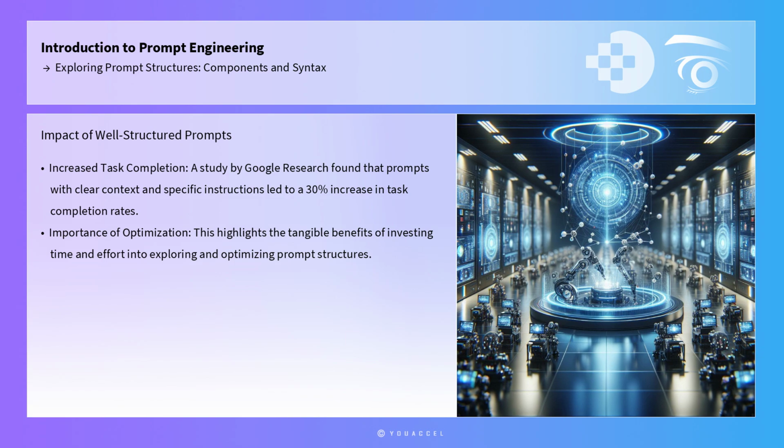Statistics further illustrate the impact of well-structured prompts. A study by Google Research found that prompts with clear context and specific instructions led to a 30% increase in task completion rates compared to ambiguous prompts. This highlights the tangible benefits of investing time and effort into exploring and optimizing prompt structures.